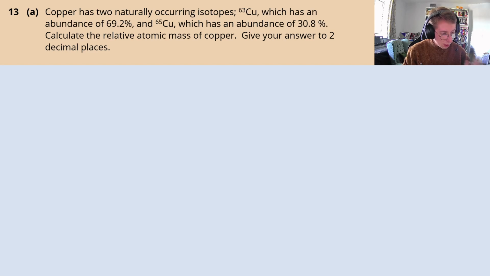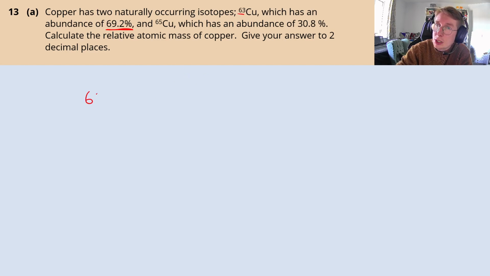So the first thing to be really key about how we do this is you want to imagine you've got a bag and it's got 100 atoms of copper in it. Okay, so there's 100 atoms in there. That is essentially what percentage tells you, is if you've got 100 of that thing, how many of them will be this and how many of them will be that. So if we've got 100 atoms in our bag of copper, what this abundance is telling us is that 69.2 of the atoms in that bag will have a mass number of 63.